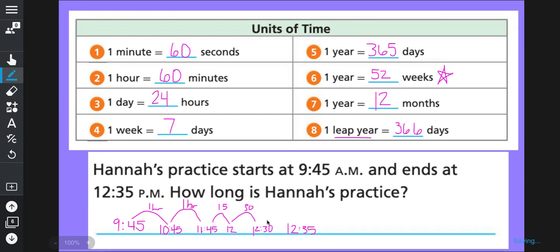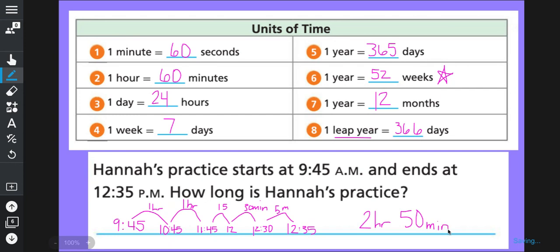And then I will go to my last amount, which was 5 minutes. And minutes is MIN. I'm going to just abbreviate on one of them. All right, so I had 2 hours. And then we have to add up our minutes. 15 and 30 is 45. 45 plus 5 is 50 minutes. So Hannah's practice lasted 2 hours and 50 minutes.